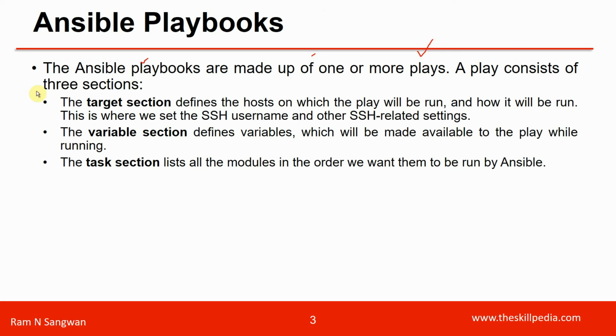A play consists of three sections. The target section, which defines the host on which the play will run. Tester 1, all machine, tester 2, server, the machine names which are defined in the IP address in the inventory file, and how it will be run. This is where the set of SSH usernames and SSH related settings can be specified.